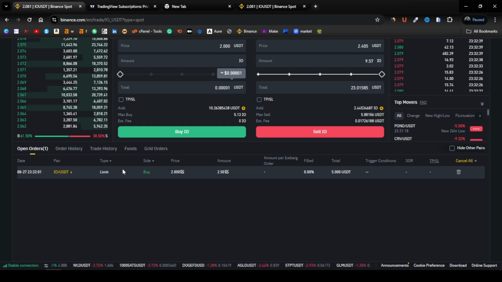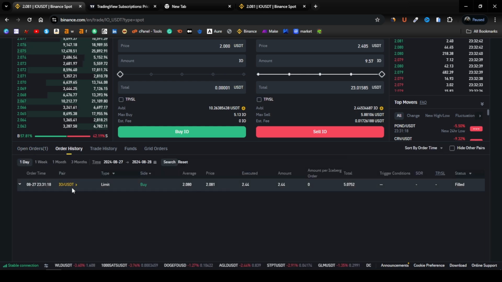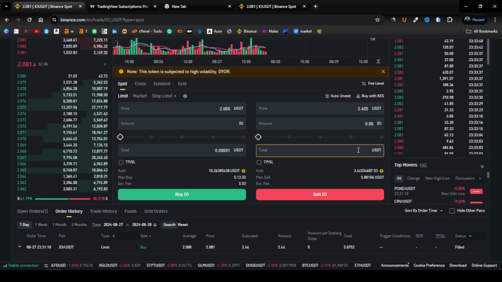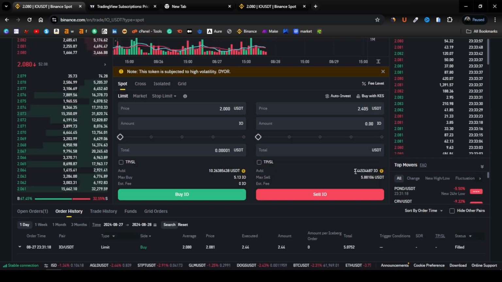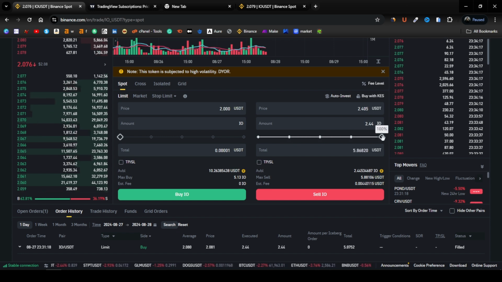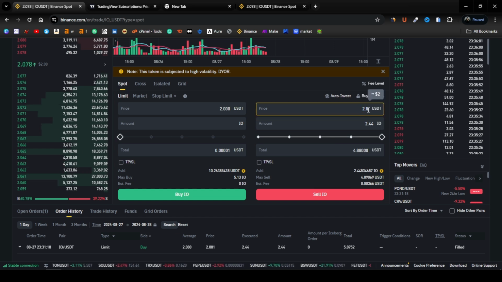Now the order that I made last, you can see here on my order history, the order that was filled was at this price of 2.08. So this one was filled, meaning this order has already been completed. The tokens that I bought are indicated here. I have around 2.44 tokens. If I wanted to sell them, I can just come here and choose the amount I want to sell. Maybe I want to sell all of them. I slide up to 100% and then I choose the price. Alright, so let's change this figure to around 2.078.